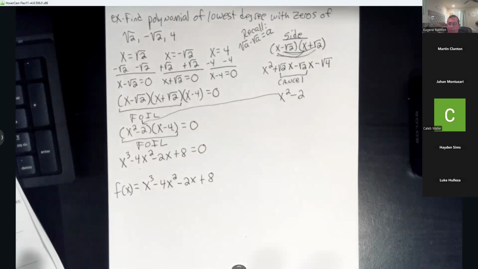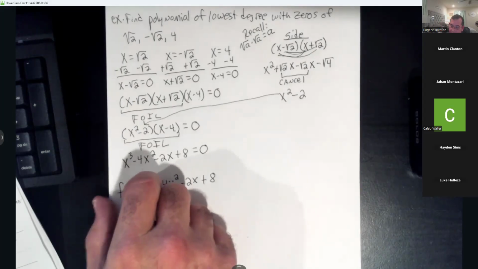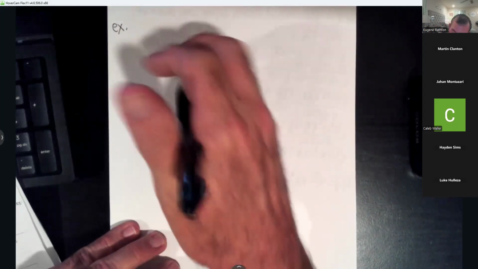Alrighty, so any questions on them three so far? So y'all, number 4 is going to be similar but different. They're going to use different terminology, okay? All right, so this is going to be like your number 4.